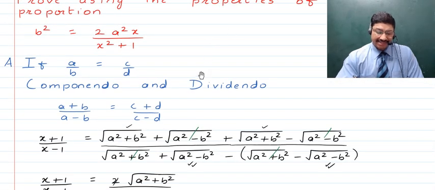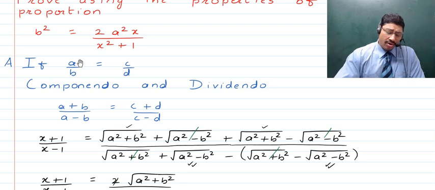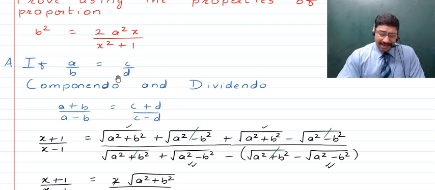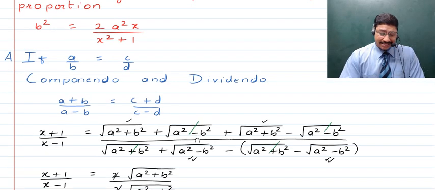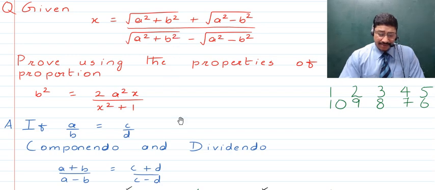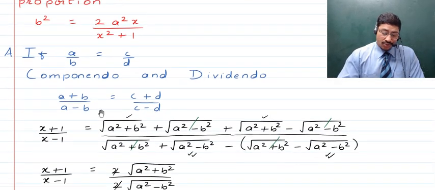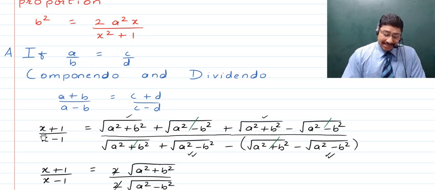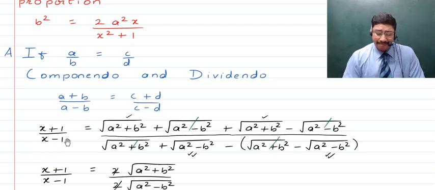For that matter, quickly revising with you people what componendo and dividendo is, if you already have a upon b to be equal to c upon d, then componendo and dividendo is numerator plus denominator upon numerator minus denominator, right? And on the right hand side again you will do the same, that is numerator plus denominator upon numerator minus denominator. Now applying this to our existing equation, which is actually x upon 1, so we can say that numerator is x and denominator is 1, so numerator plus denominator becomes x plus 1. Numerator minus denominator will thus become equal to x minus 1, right?